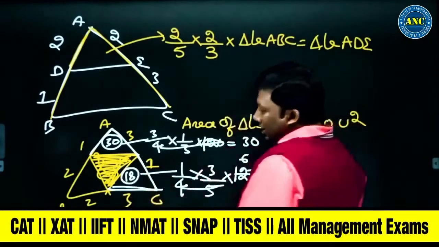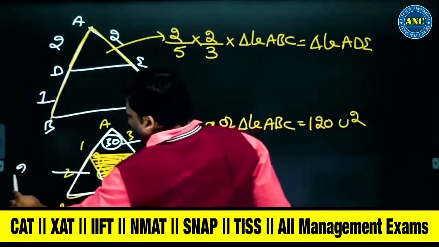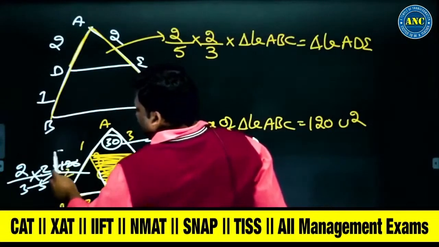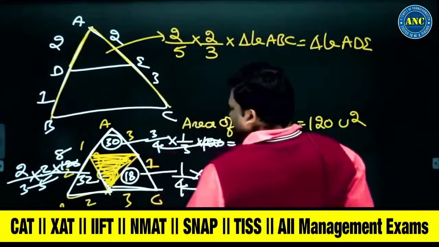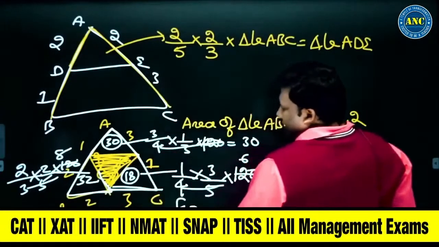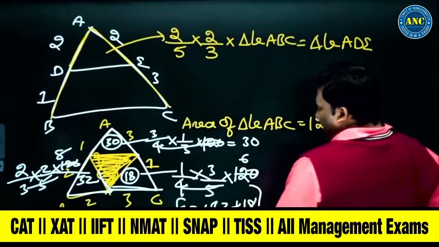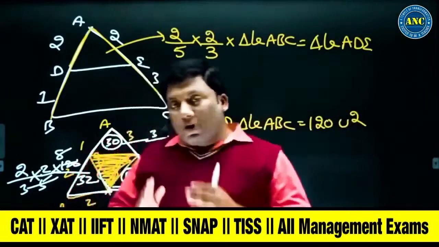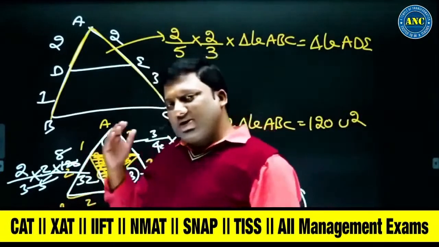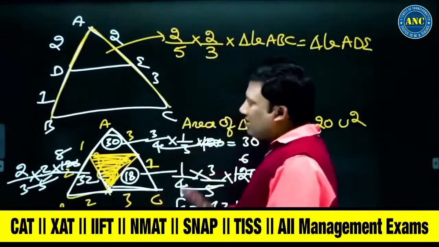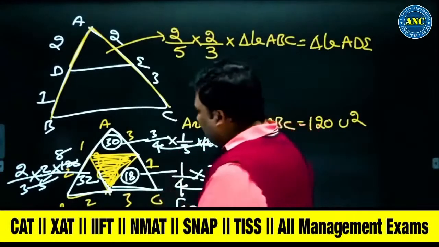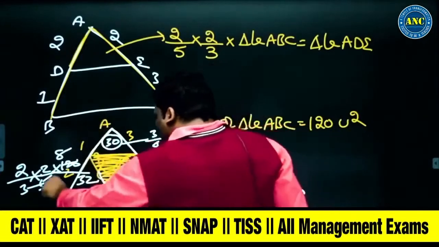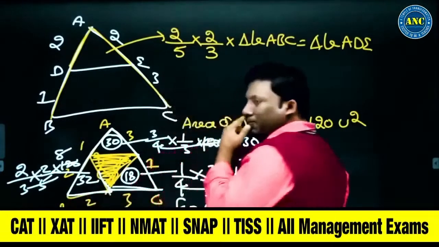Are you all with me? Take this part: 2 parts out of 3 parts, 2 parts out of 5 parts, into 120. 4 8s are 32. So total it will be 120 minus of 30 plus 32 plus 18, which is 40. I hope the idea is clear. Very, very important and high frequency question, especially when we are discussing triangles. We can discuss this in detail. If I want the upper triangle, 3 parts out of 4 parts, 1 part out of 3 parts, 2 parts out of 5 parts, into total area.